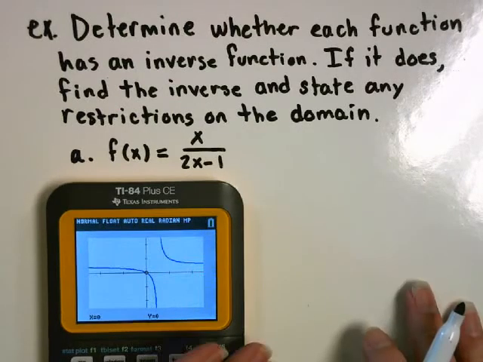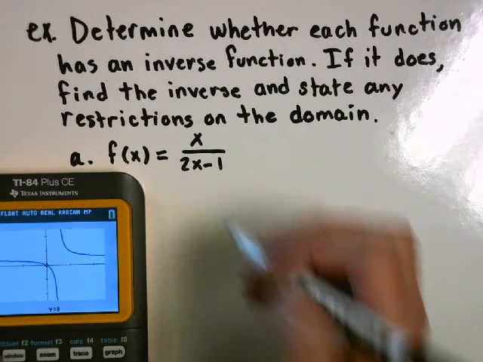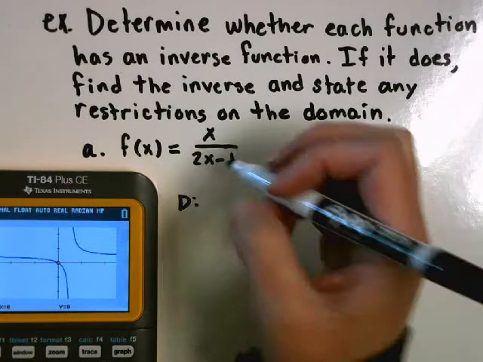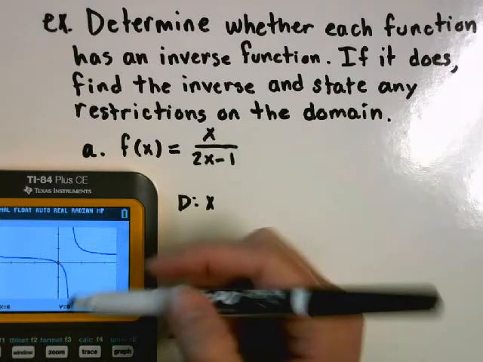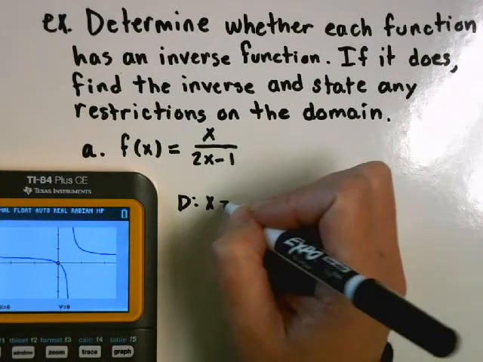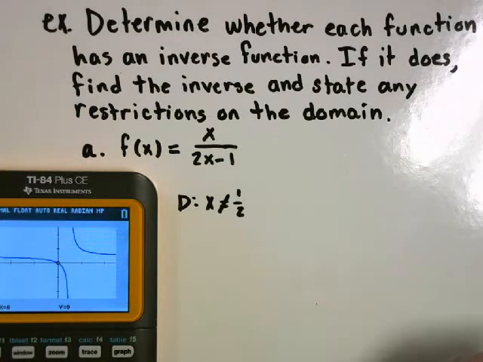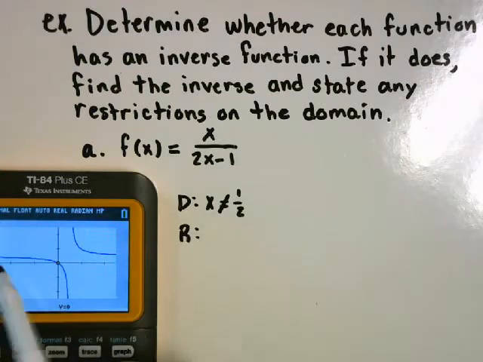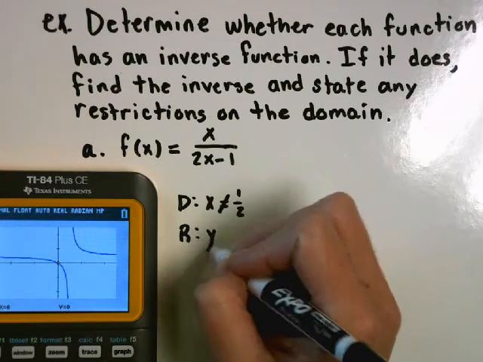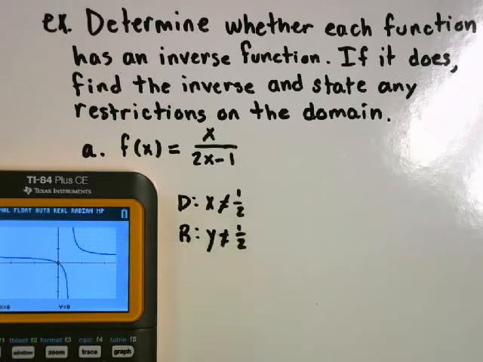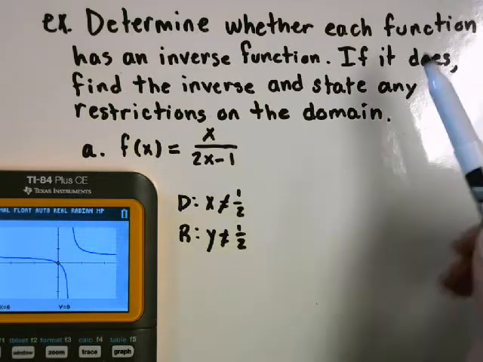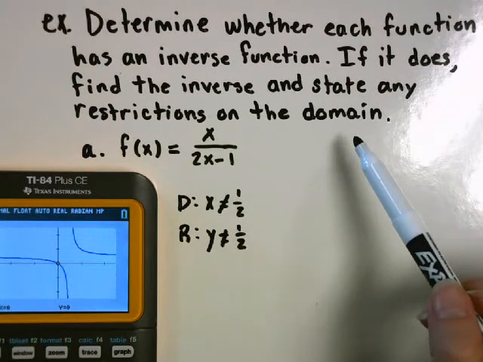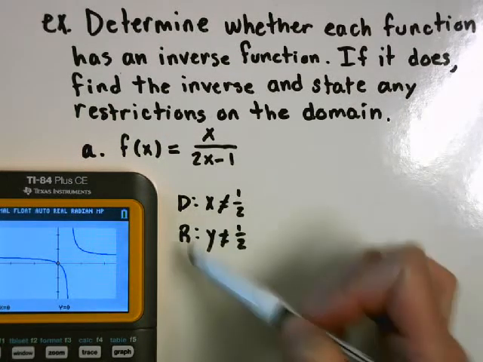The domain of this graph is the set of x values. So our domain is going to be anything unless x equals, in this case, 1/2. Okay, and then the range is all the y values, and that's another 1/2. So as long as y does not equal 1/2, then we're fine. That will come into play at the end of this when we state restrictions on the domain. So I'll come back to this part.